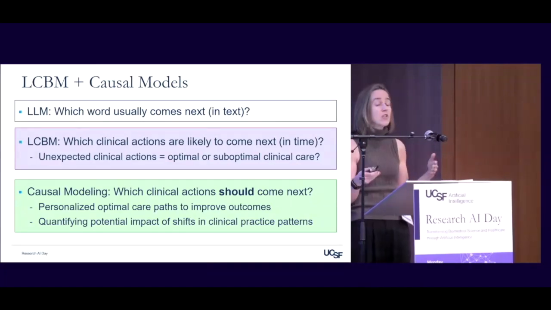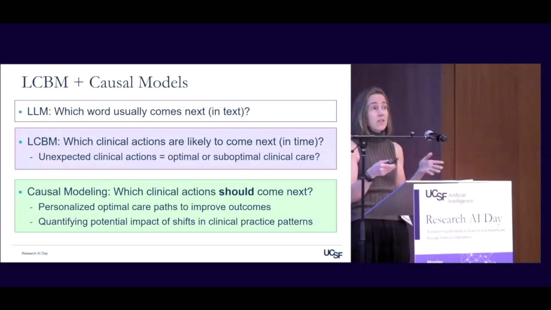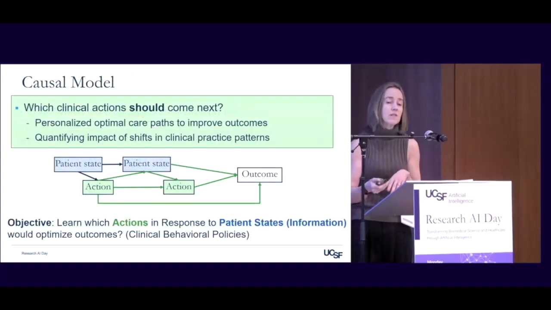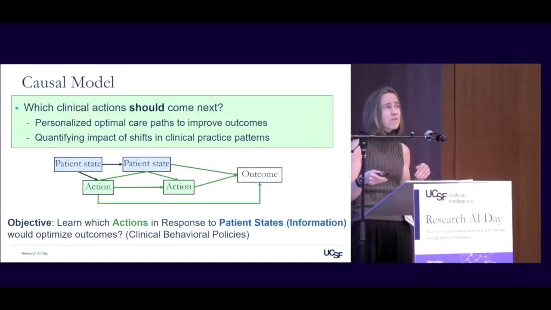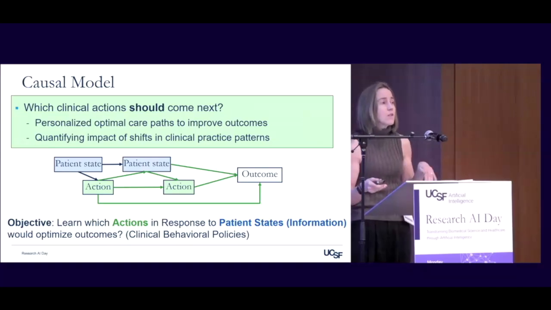And this allows us to start doing things like develop and evaluate personalized optimal care strategies over time and quantify the potential impacts of those strategies. So I'm going to spend the rest of my time just giving a little overview of how we're approaching this. So the first thing is that we need a formal causal model.